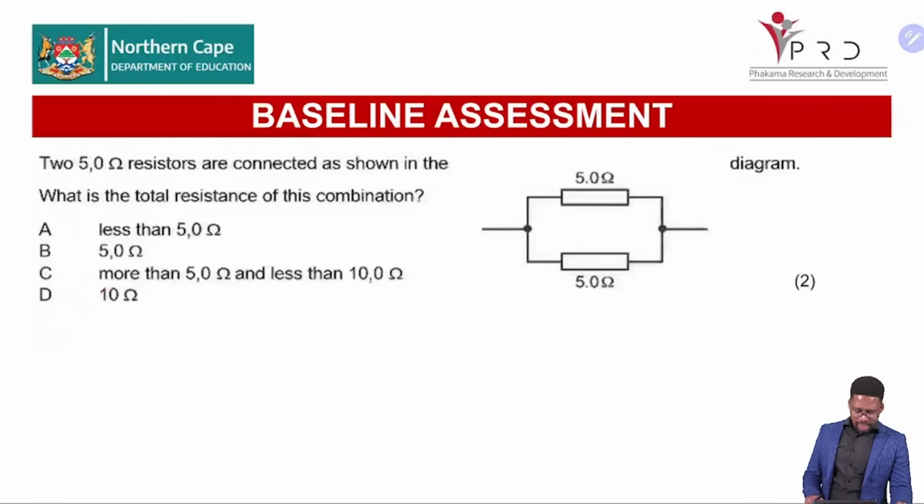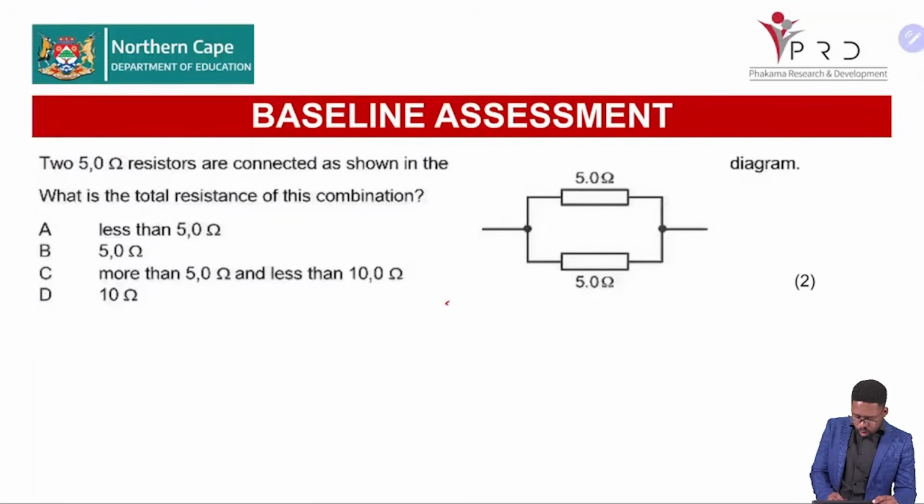2 5 ohm resistors are connected as shown in the diagram. What is the total resistance in this combination? It wants us to do a calculation. So before we can perform the calculation, we must look at the connection of these resistors. How are they connected? These resistors are connected in parallel. And how many are they? We're having two resistors that are connected in parallel.